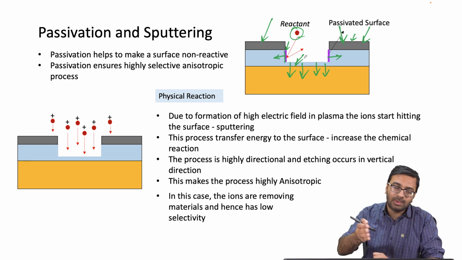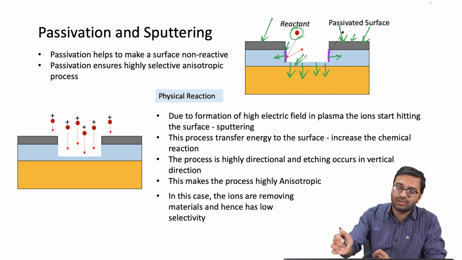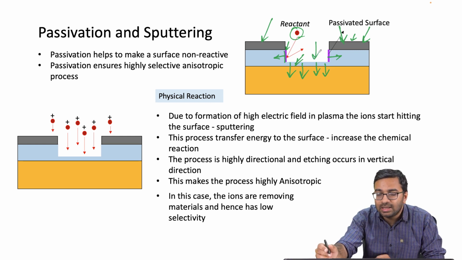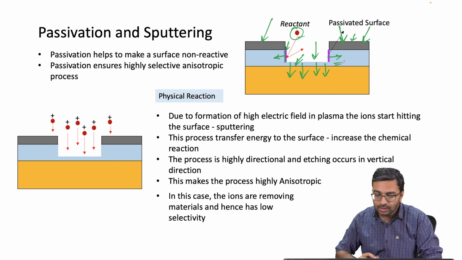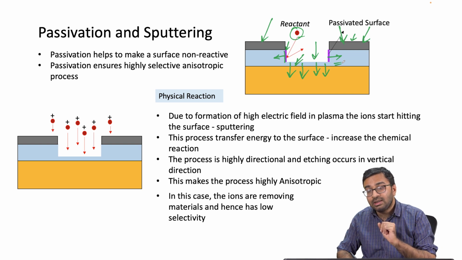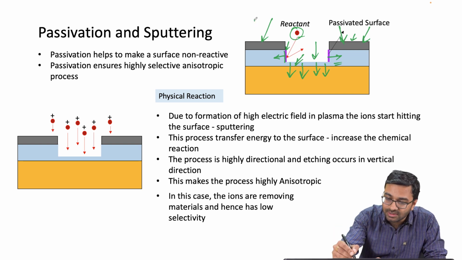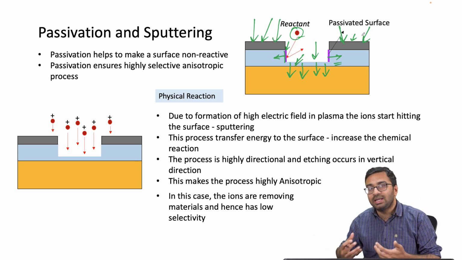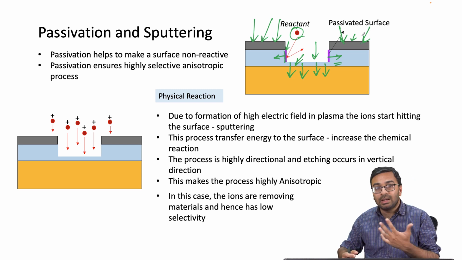So, you will find that the sputtering is actually helping the chemical reaction that is happening between the other atoms, radicals and the thin film material, and this makes the entire process highly anisotropic. In this case the ions are removing the materials and hence the selectivity is low. As far as sputtering is concerned, the selectivity is low because these ions will hit other surfaces as well and can take out materials from there. So, the selectivity for sputtering is comparatively low.